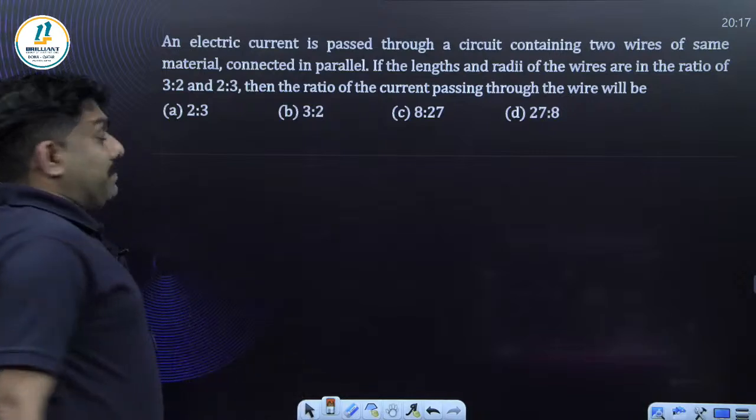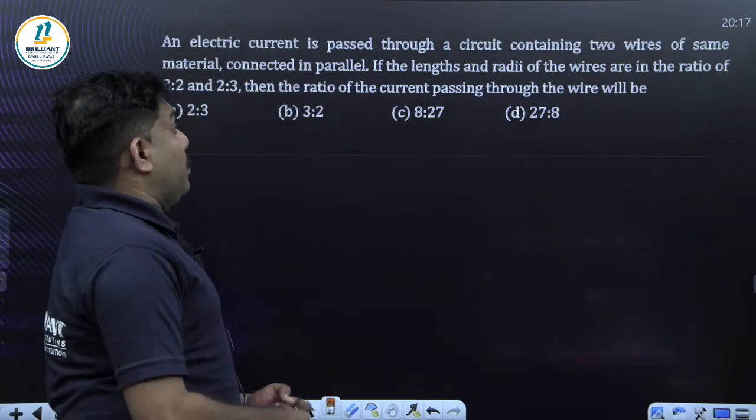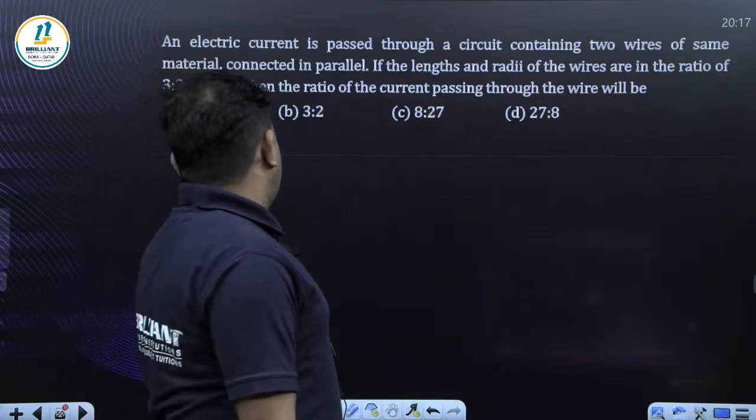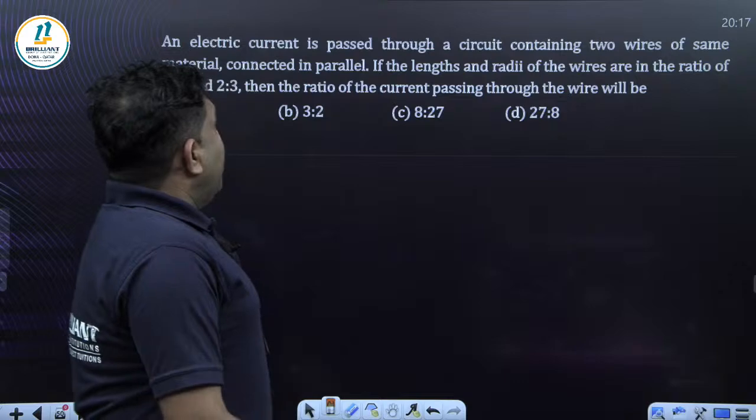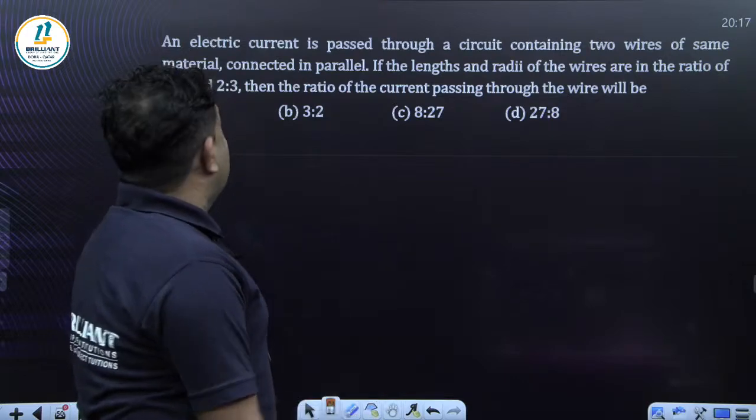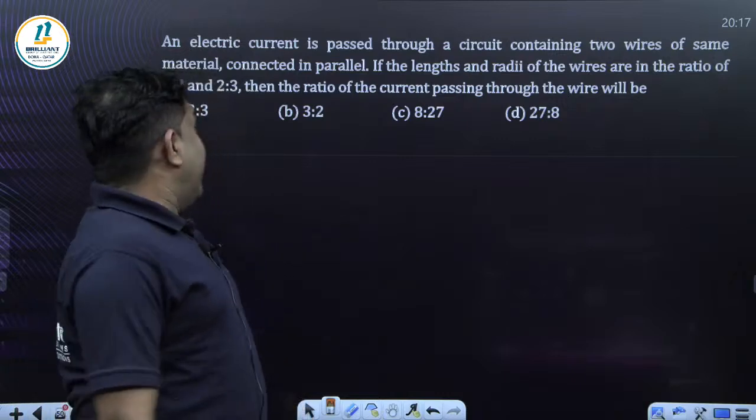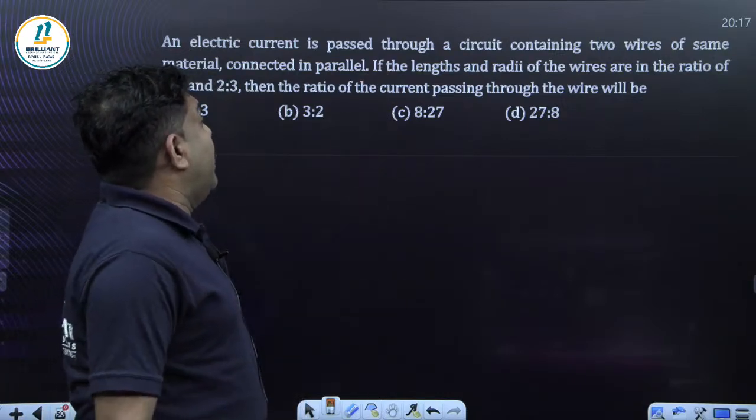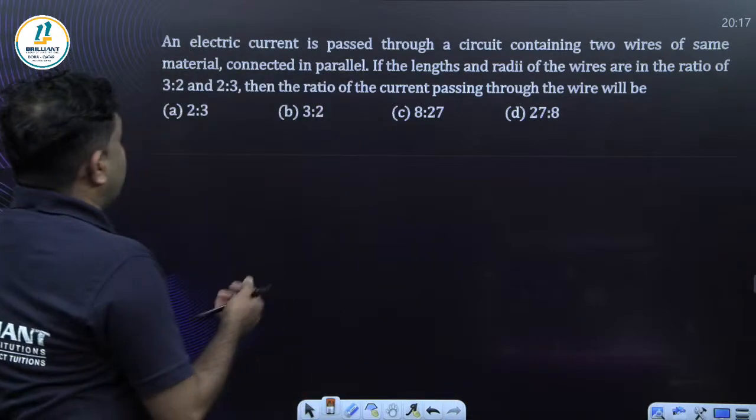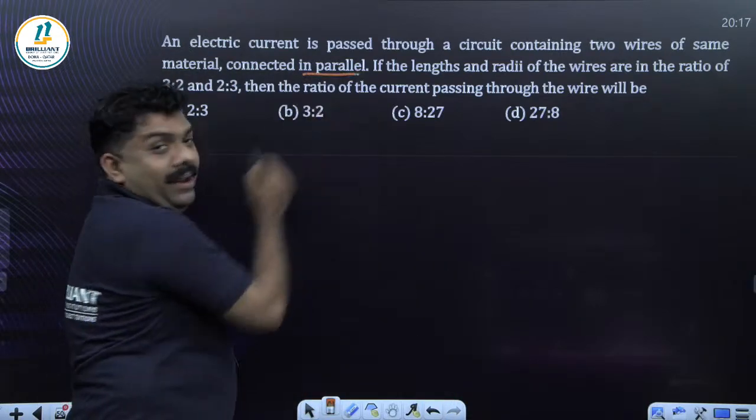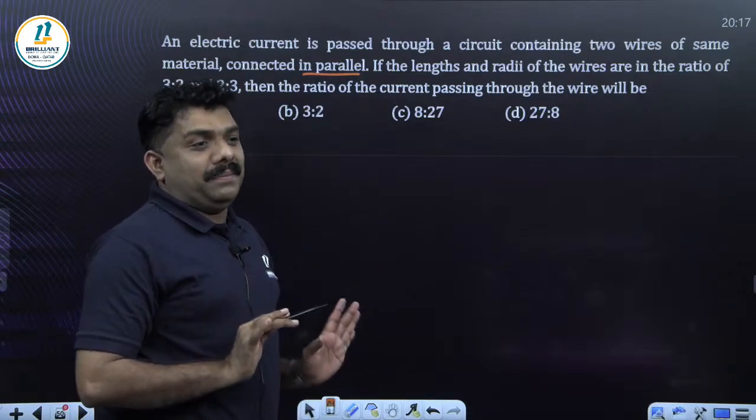See the next question. An electric current is passed through a circuit containing two wires of the same material connected in parallel. If the lengths and radii of the wires are in the ratios 3:2 and 2:3, find the ratio of the current passing through the wires. First of all, in this question they are connected in parallel, which means the voltage remains the same.